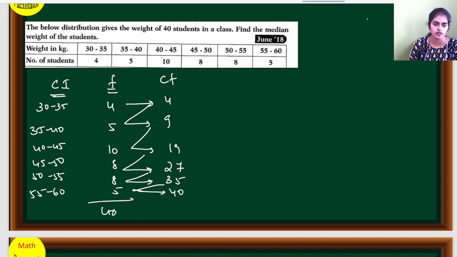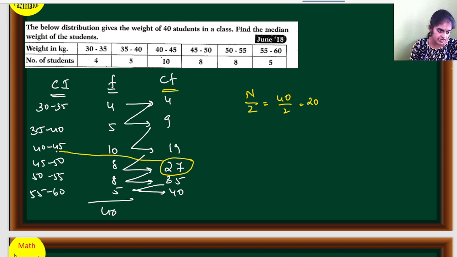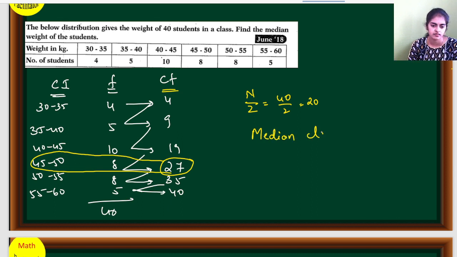Okay, so now the first step is you will find n by 2. It is the median, so we need the middle value. n by 2, that is 40/2, how much? 20 comes. Now in the cumulative frequency column, take the number greater than 20, 27. So the class corresponding to this 27 is the median class. Okay, so your median class is 45 to 50. So L is 45.